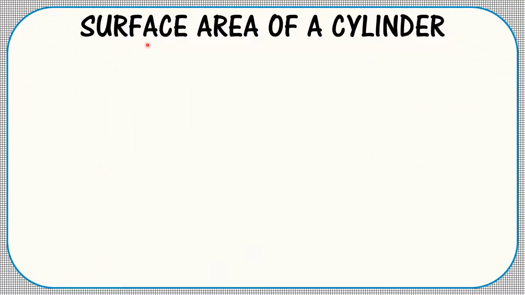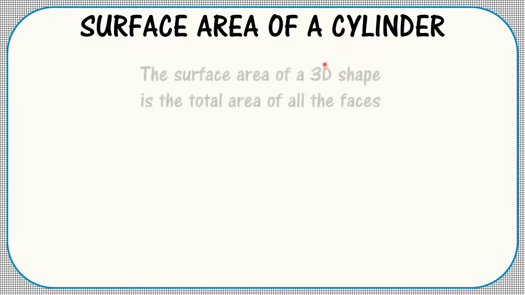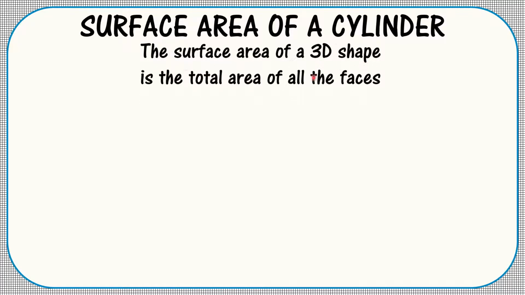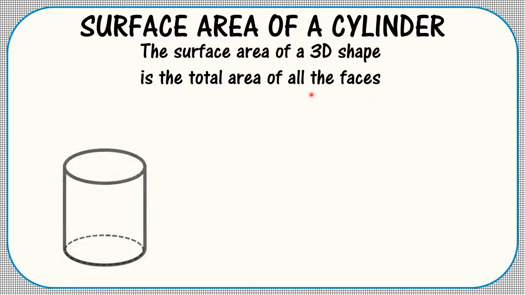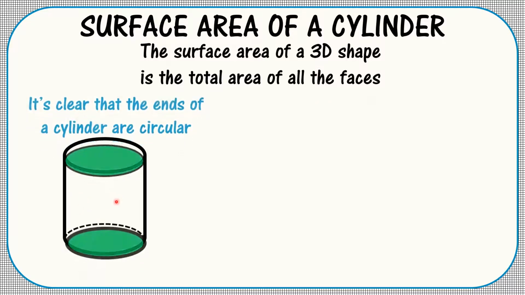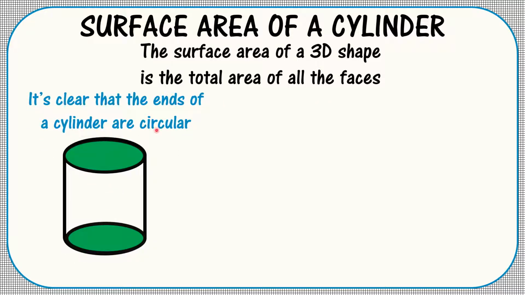The next thing which we will look at is the surface area of a cylinder. Now the surface area of a 3D shape is the total area of all the faces. Please refer back to one of my previous videos on surface area to get a better understanding of this topic. We have a cylinder. It's clear that the ends of a cylinder are circular. So we want to work out the area of the top circle and the bottom circle. What we should remember from one of the first slides is how to work out the area of a circle. It is pi times r squared.